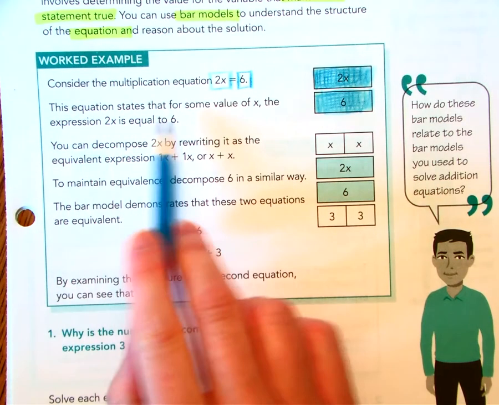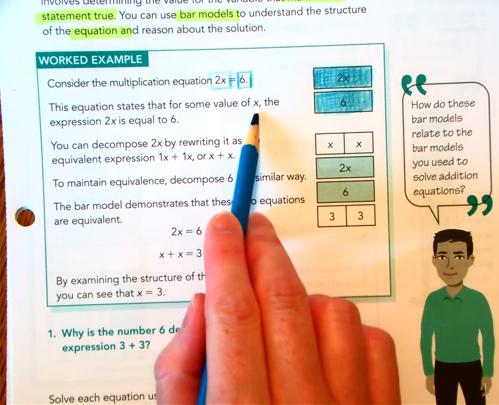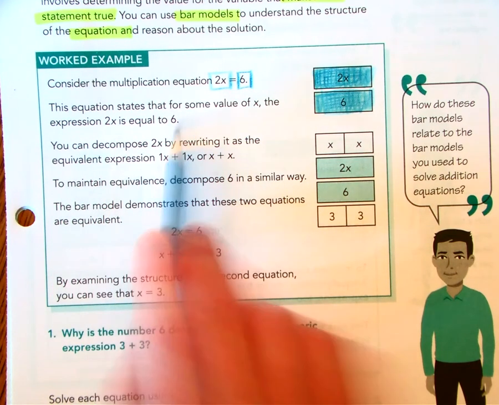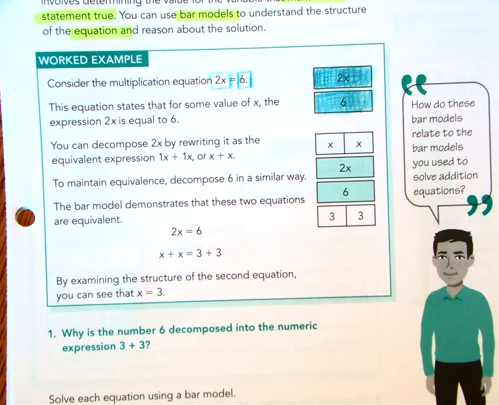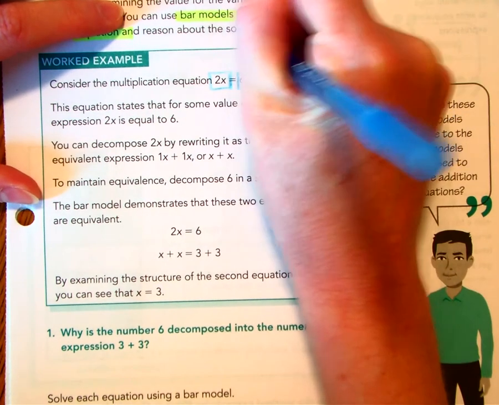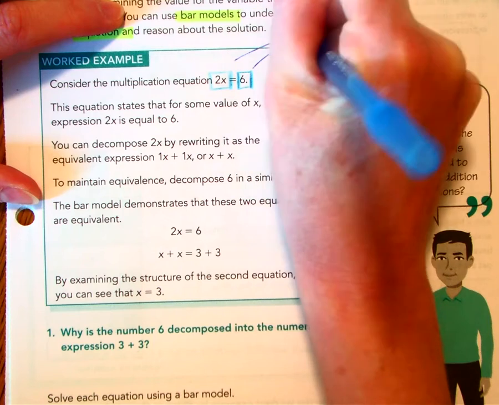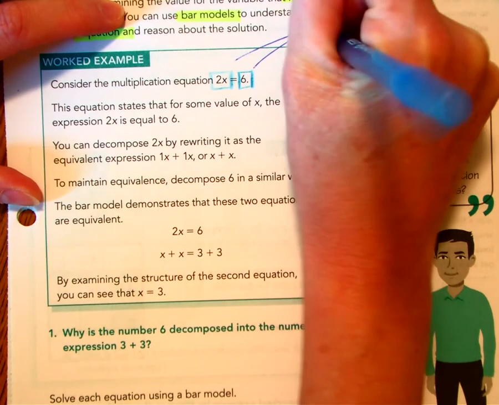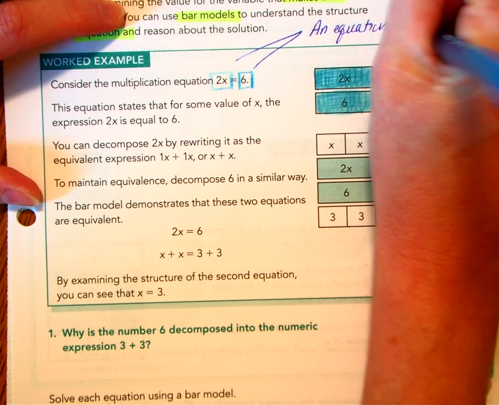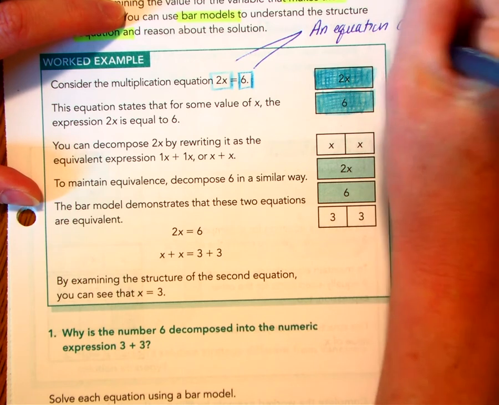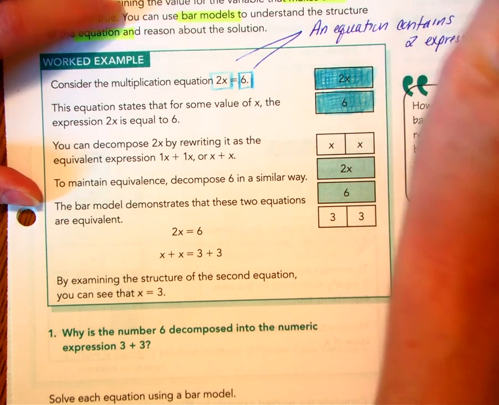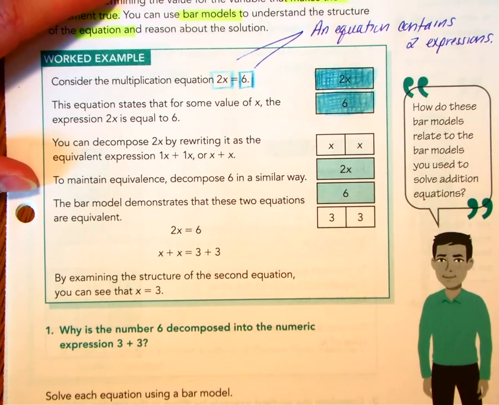This equation states that for some value of x, the expression 2x is equal to 6. Remember that an equation is composed of 2 expressions. It's just a little side note in case you forgot. An equation contains 2 expressions.